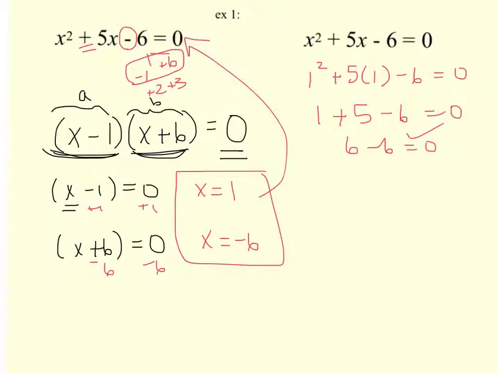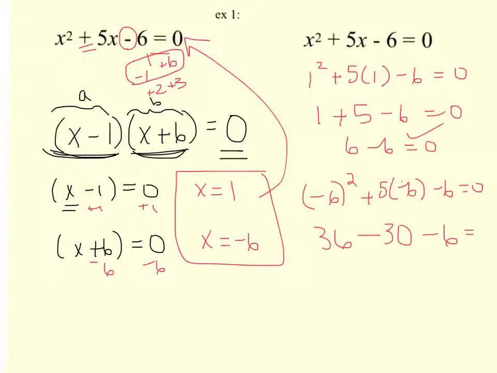If x were to equal negative 6, I would have the quantity of negative 6 squared, being really careful to also square the negative, plus 5 times negative 6 minus 6 equals 0. Negative 6 squared is positive 36, plus 5 times negative 6 is negative 30, and then minus 6 equals 0. 36 minus 30 is 6. Minus 6 is 0. That is a true statement. So both of these answers could be true.